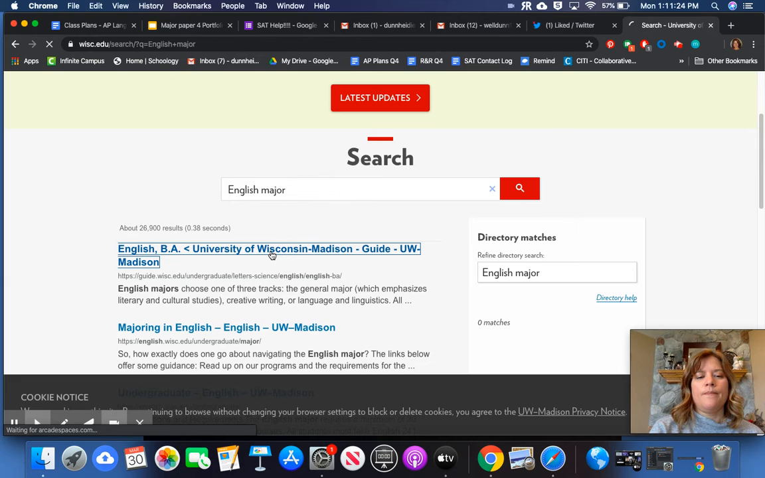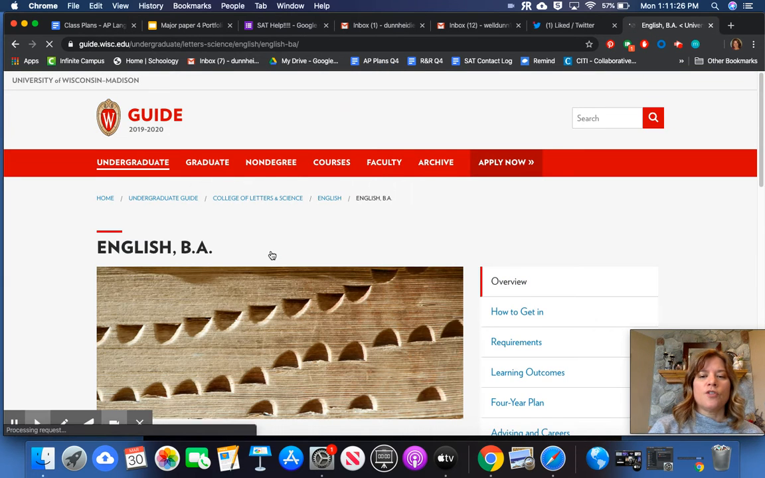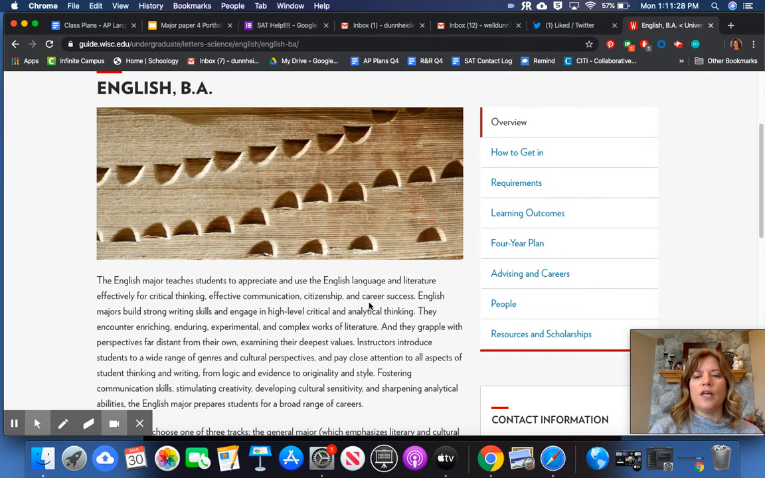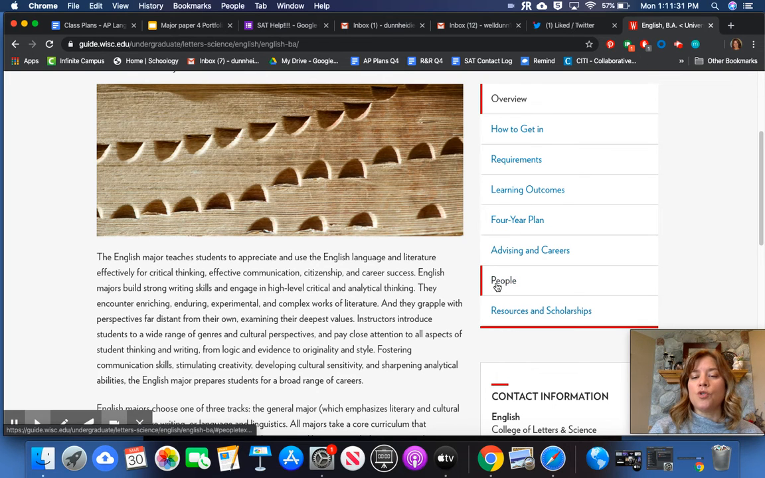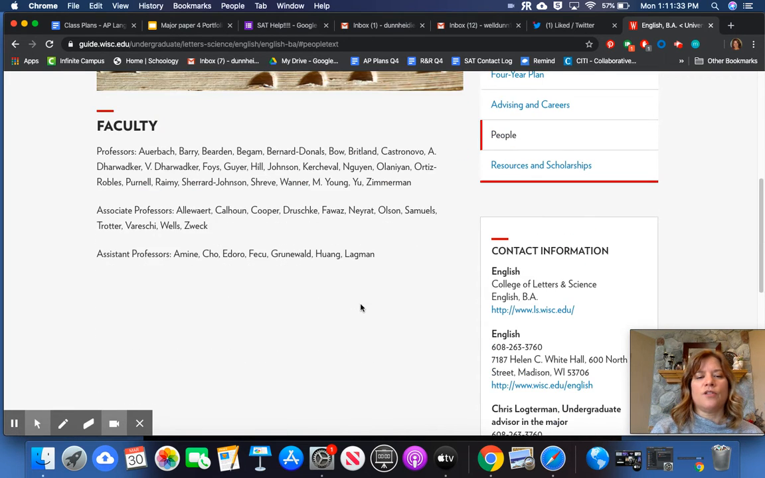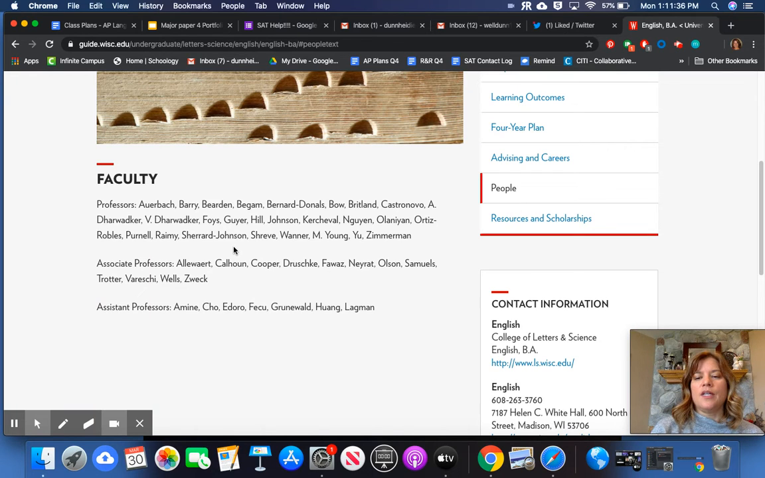English BA, University of Wisconsin-Madison. So it's going to take me to the Bachelor of Education, how to get in, everything like that. I'm going to go to people, and sometimes it'll say faculty or whatever. So you find faculty. Oftentimes there will be pictures of the faculty and information about them. If there are not pictures and information about the faculty, then you want to find, I'm going to go with Barry Auerbach. Actually, no, I want to go with a female. Let's go with associate. I don't know.